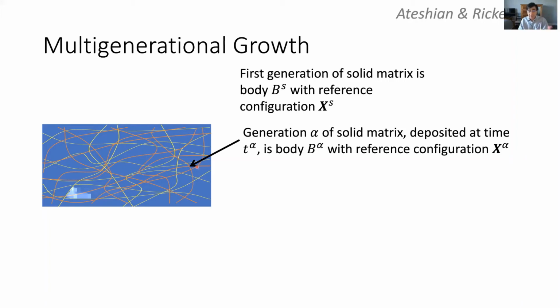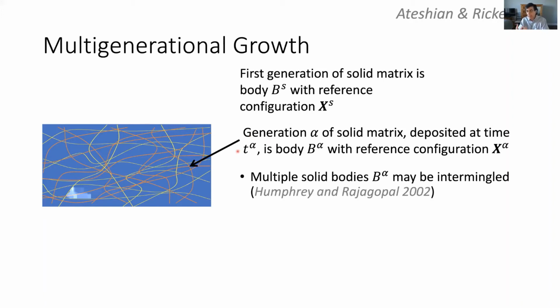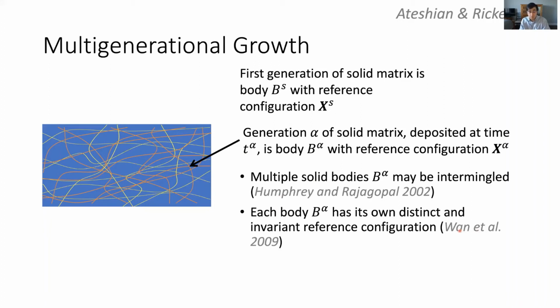So obviously it needs to have its own reference configuration at the time when it was deposited, at time t alpha. And that is the concept that was presented in the literature, specifically by Humphrey and Rajagopal in 2002. They said you could have multiple solid bodies that can be intermingled like this. Then J. Humphrey's former student, Rudy Gleason, with his student Juan, specifically said each body has its own distinct and invariant reference configuration.